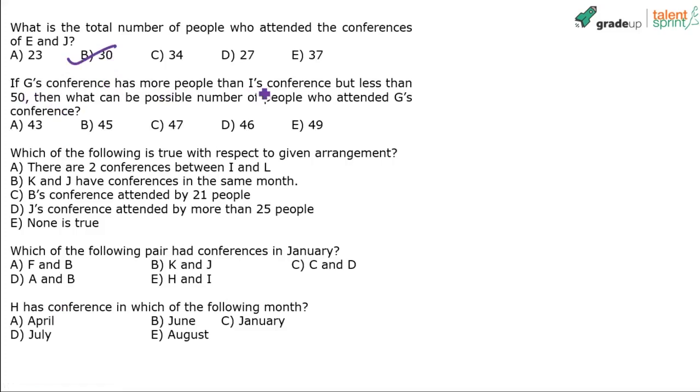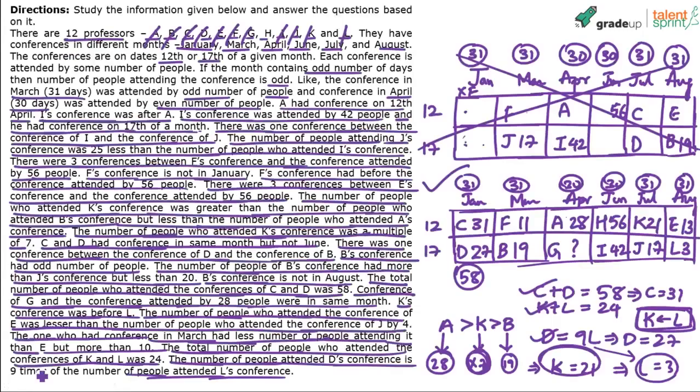If G's conference has more people than I's conference, but less than 50, then what can be the possible number of people who attended G's conference? He's asking us to find out the possible number of people for G's conference. Where is G? I think G is an even number, right? G should be an even number. Yeah, G is in April, which means G should be an even number.